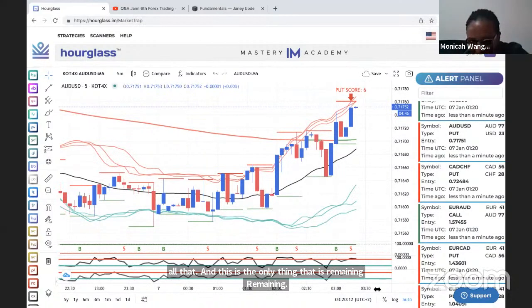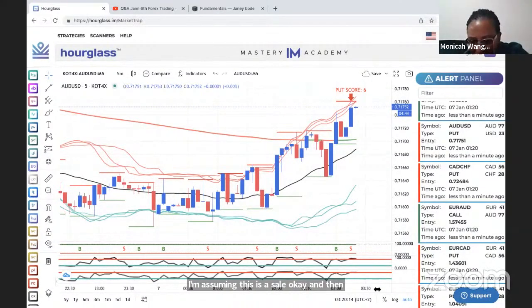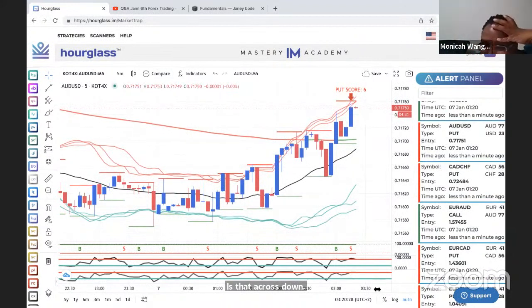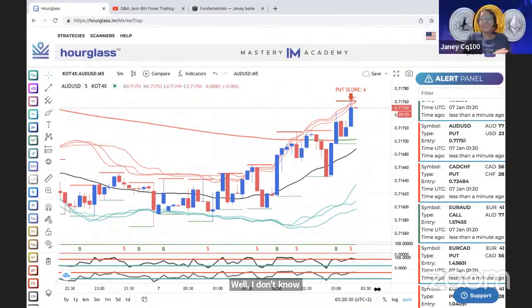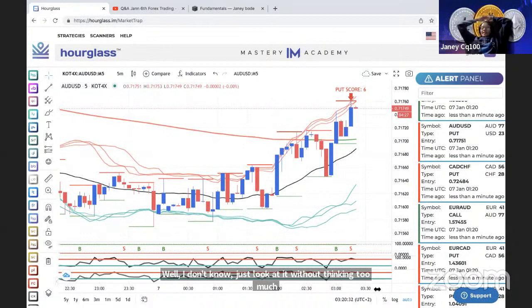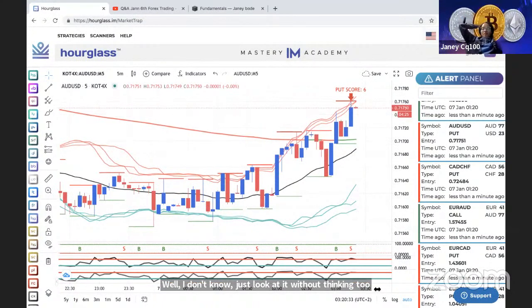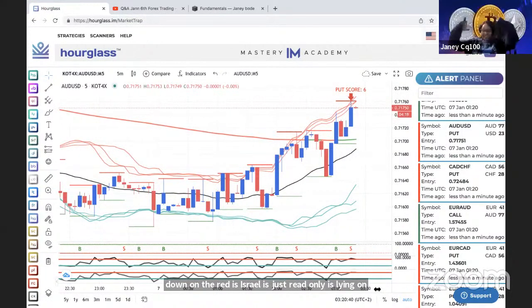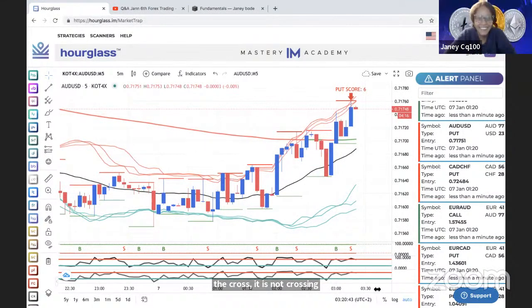I'm assuming this is a sell, okay? And these arrows are right there. Could I take a trade if it's right there and everything else is aligning? Is that a cross down? Well, I don't know. No, just look at it without thinking too much. Is that graph crossing down on the red? It's just right on it. It's lying on it. Crossing or not crossing? It's not crossing. Exactly.